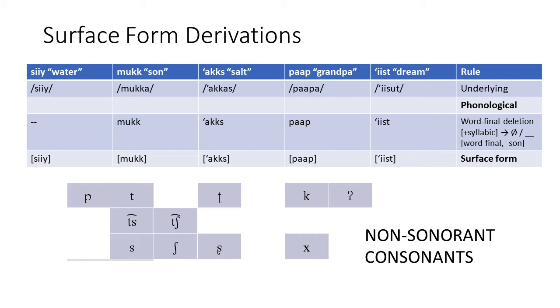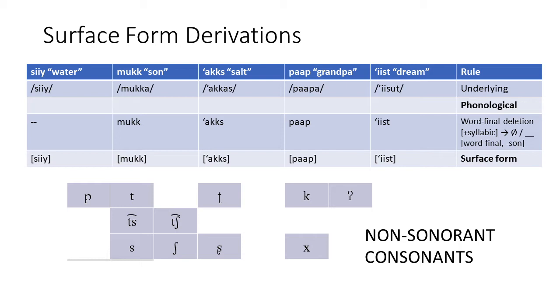So for Bob, again, word final deletion. The vowel is deleted because it's at the end of a word. So it just becomes Bob. And last but not least, dream is isut, underlyingly. But because the U comes right before T, and T is a non-sonorant, it becomes ist. That means dream.